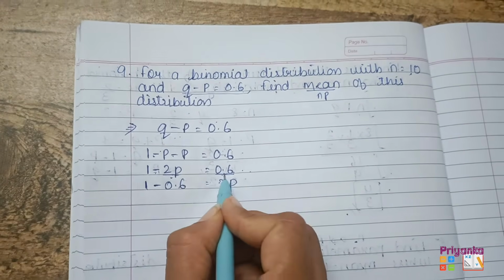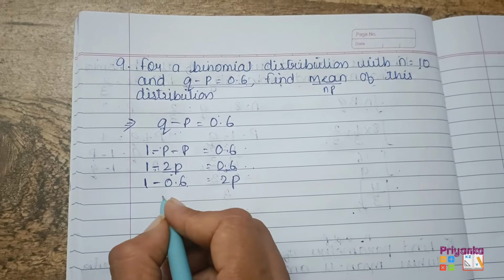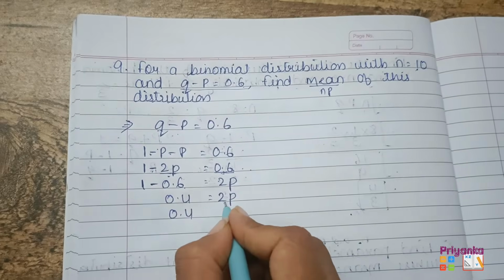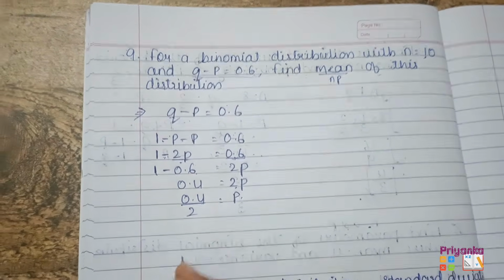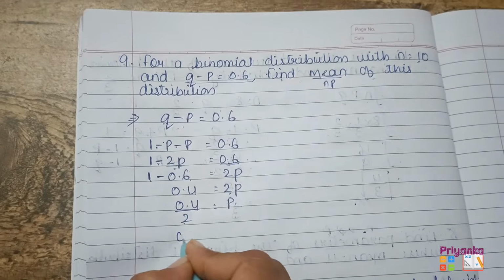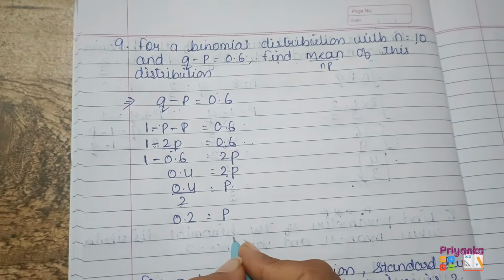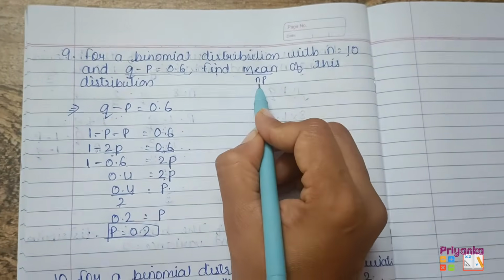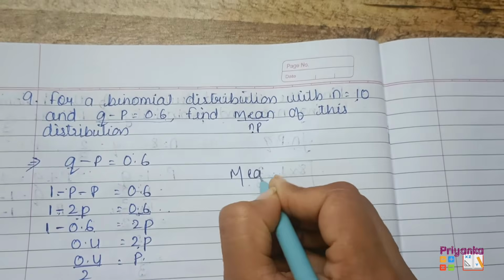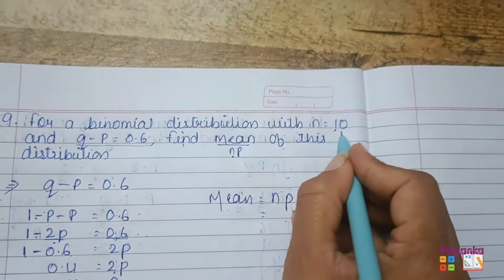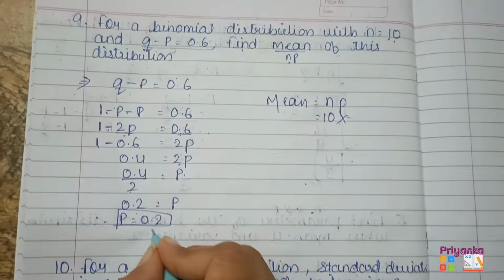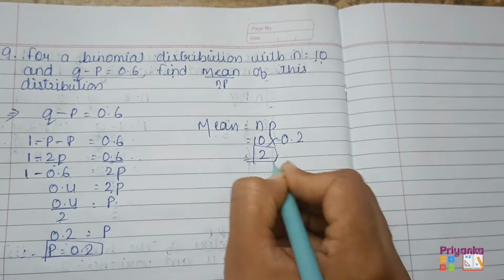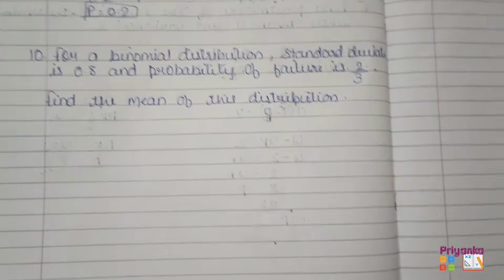So I said that swap the places. So 1 minus 0.6 would be 0.4 equals to 2p. Now 0.4 will keep as it is, 2 will go in the denominator, that will be the value of p. If you cut it, it would be 0.2. That's the value of p, that is 0.2. And the question asks you to find np, that is mean. So n value is already given in the question, that is 10, and p we just found, that is 0.2. If you multiply, the mean is 2. That's the answer.